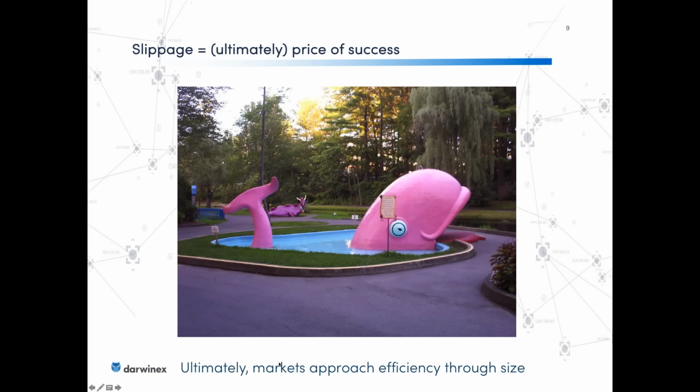So, as I said, it's ultimately the price of success. The markets approach efficiency through size. The only way a strategy stops making money is because it gets so big that it moves the pond as it swims. That's the law of gravity that I alluded to. You can delay it, but you cannot prevent it.